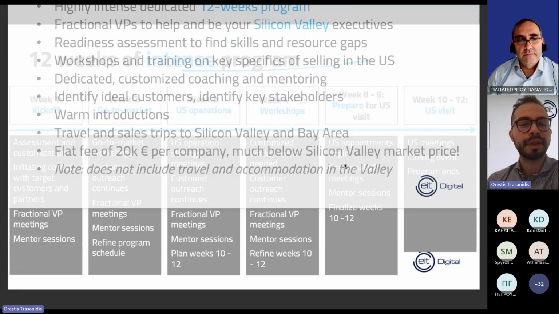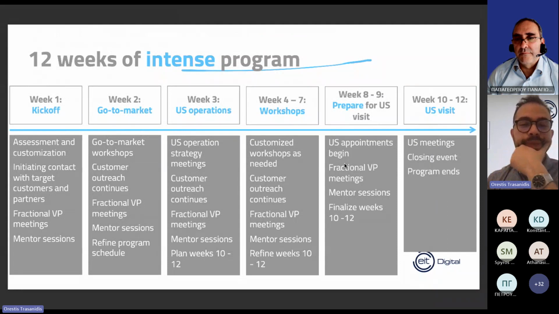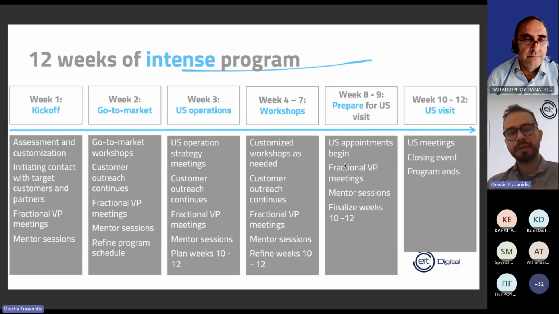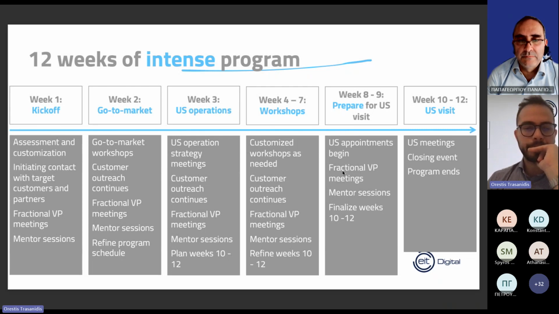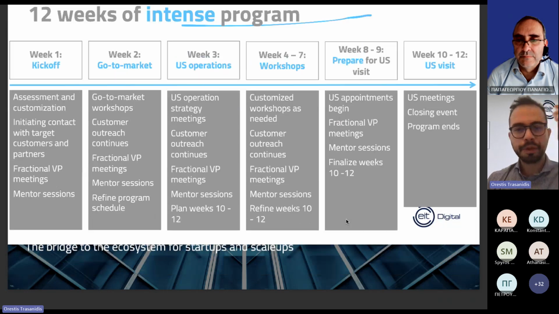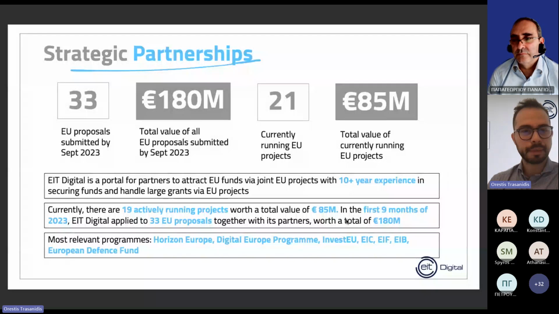The benefits of working with an EIT. And this is how this 12 weeks program looks like. It's not that we have a meeting every day, but we want in the first week to address these topics with the C-level and the VPs of the scale-up. Let me know if you want, maybe later I can put more. We can discuss further about the program.